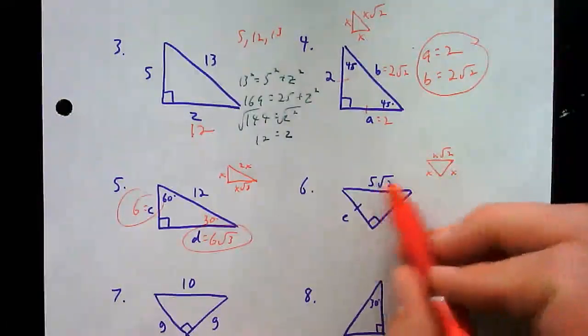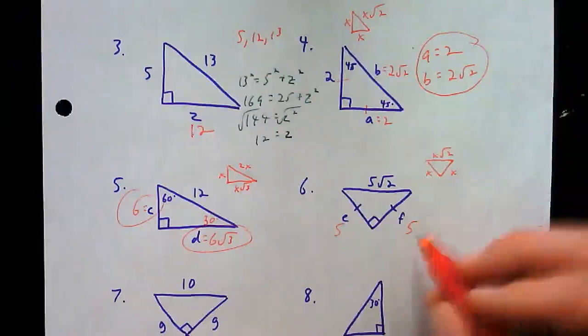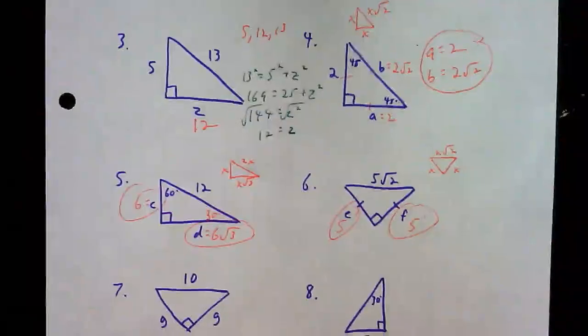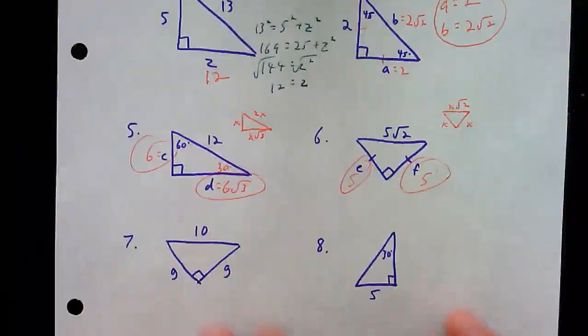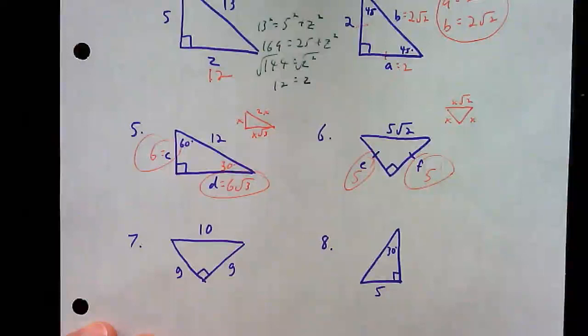Well, we have the x radical 2, so 5 must be x. Therefore, both E and F are 5. Again, if you know your properties, no work. On this one, now this is tricky. All right? Notice, it's very similar to the last one.